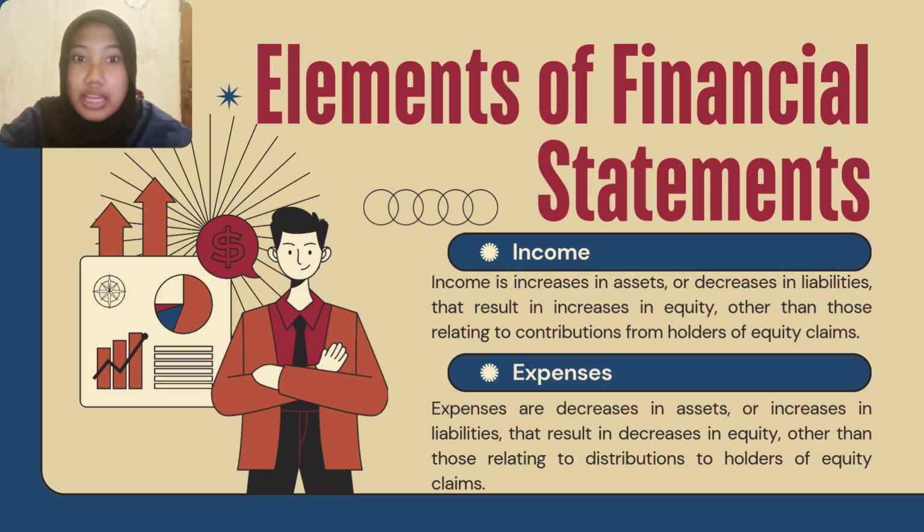So we are going to talk about the elements of financial statements. There are just two elements, which are income and expense. First, income is increases in assets or decreases in liabilities that result in increases in equity, other than those relating to contributions from holders of equity claims. And the second is expense. Expenses are decreases in assets or increases in liabilities that result in decreases in equity, other than those relating to distributions to holders of equity claims.